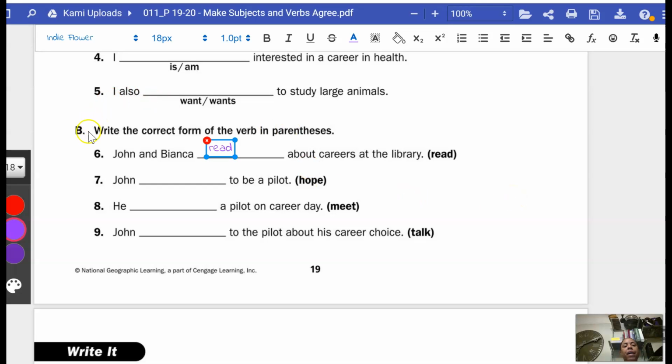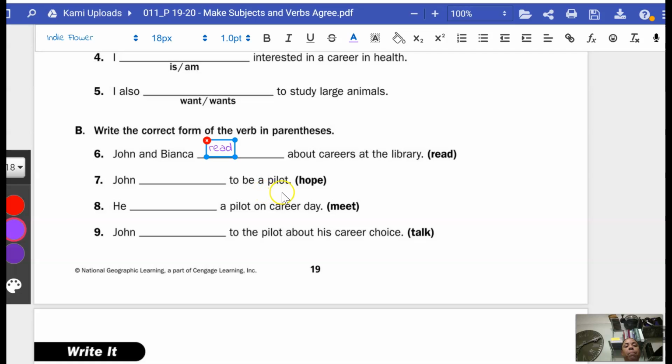All right, so that's section B. Remember, ask yourself, what is the sentence about? Is it about one thing or more than one thing? If it's singular, then the verb needs to show singular. If it's plural, then the verb needs to show plural. Let's try number 7 together, just so we could see a difference, okay?